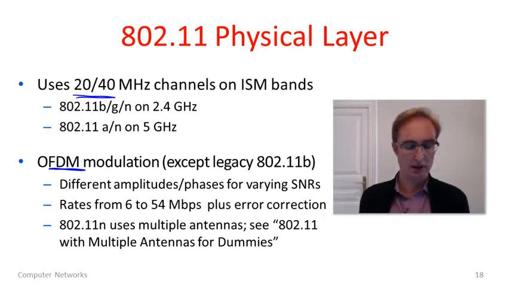When we're sending wirelessly here, the different symbols use different amplitudes and different phases to convey information. Depending on your SNR, you might be able to distinguish more amplitudes and different phases. So you will have many different kinds of symbols, and you can get different bit rates that range from 6 to 54 megabits per second, just depending on your SNR and how many amplitude and phase levels you're using.